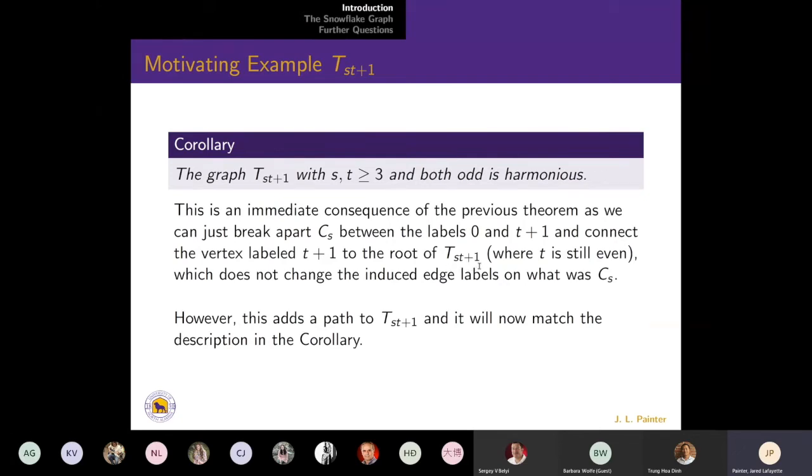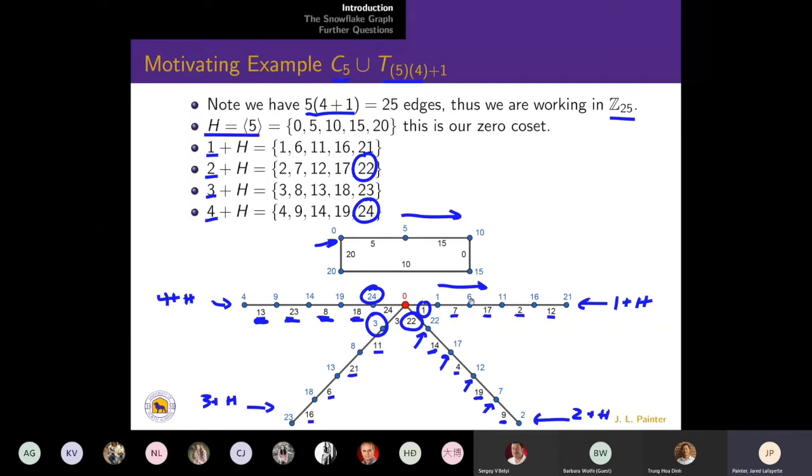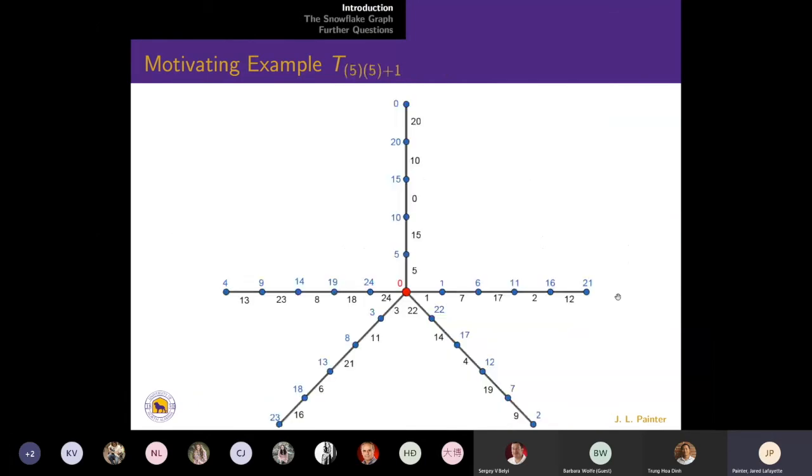And when we break apart C_S, we get a path. So if you go back over here, I'm going to erase a little bit, if I just basically break this cycle right here at this edge between 0 and 5, and then I connect the 5 to the root down here, then I maintain my 5 edge label, and I maintain all the rest of my labels on that cycle, but I get another star-like tree instead of a disjoint union.